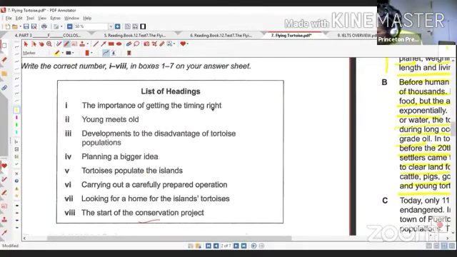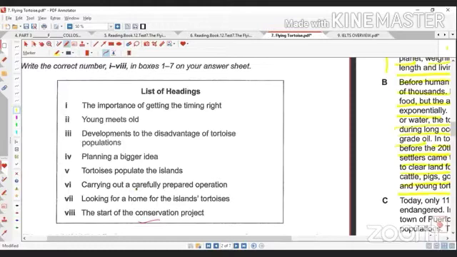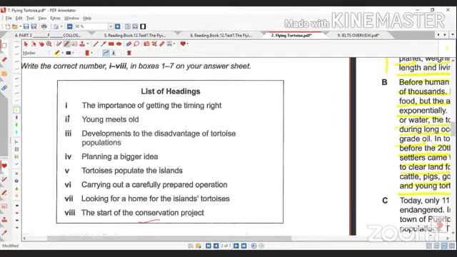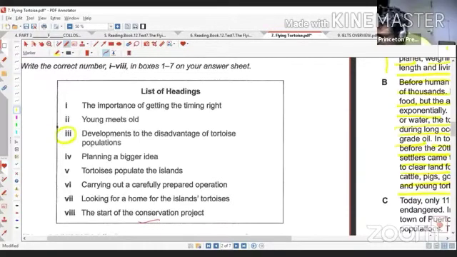The importance of getting the time right, young Mason, development, devastating tortoise, planning. Which one will be the best idea? A heading that encapsulates the whole idea. The third. Which one? Which one? The third one. Yes. Okay. This one, definitely.